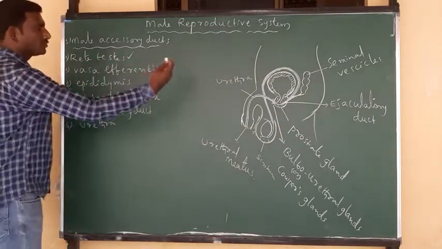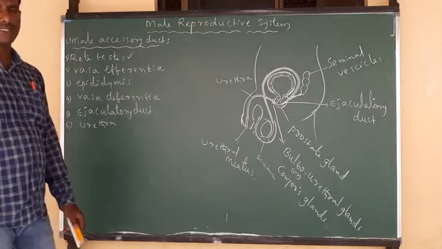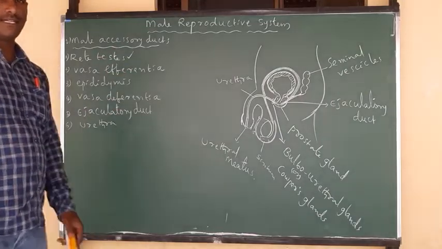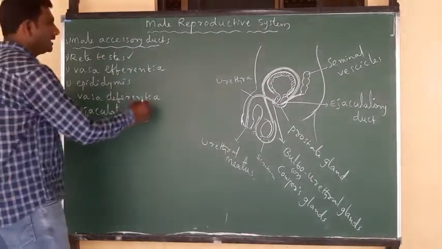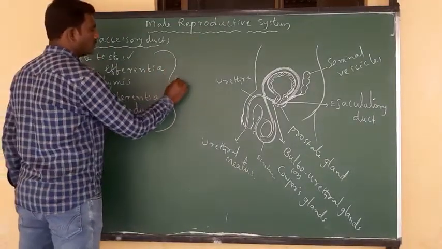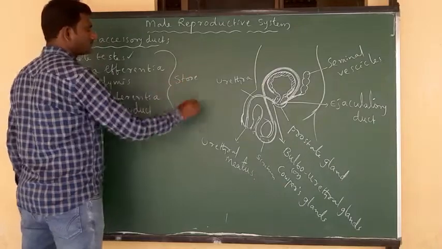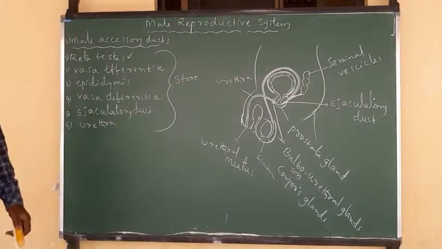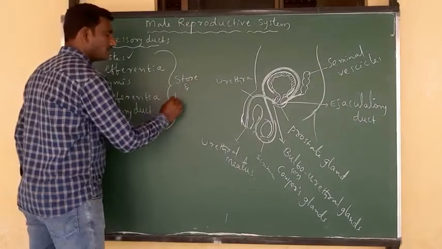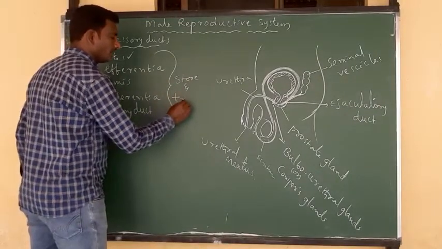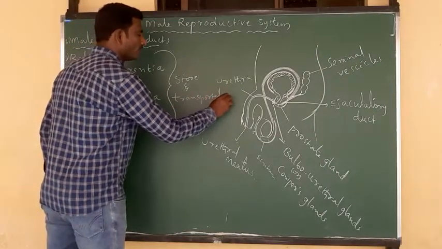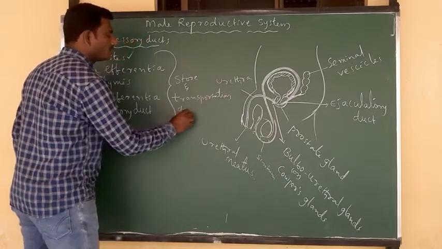All these ducts are associated with the male reproductive system. That's why all these ducts together are called the male accessory ducts. Their main function is to store sperm cells. Along with this storing, one more function is there, that is the transportation of sperms.